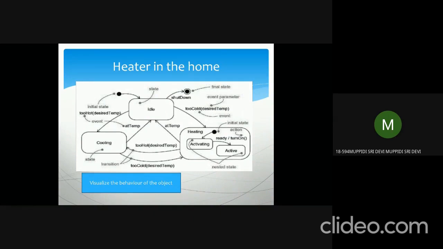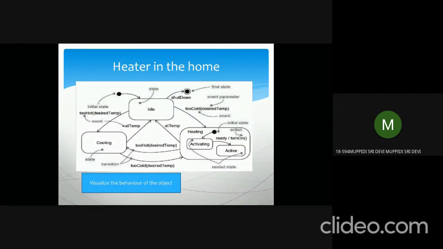Okay, so initially, after entering the heating state, if you see in the heating state there are ready and turn on. Initially it will be in the ready state. Whenever this ready event is performed, the machine will be in the activating state. The solid circle in the heating state is the initial state. So whenever a ready event is performed, it will come to the activating state.